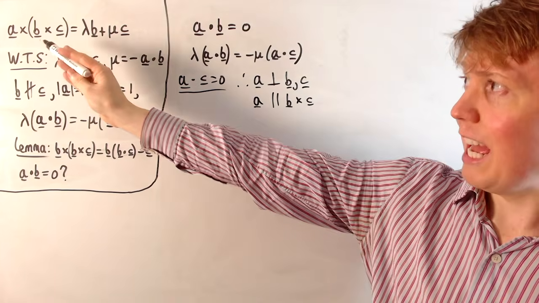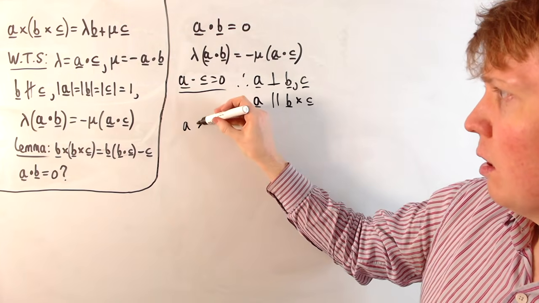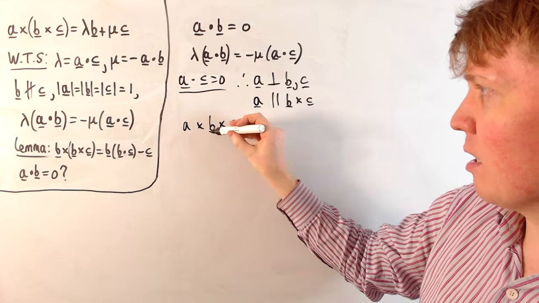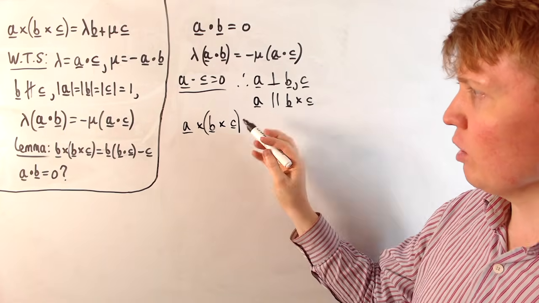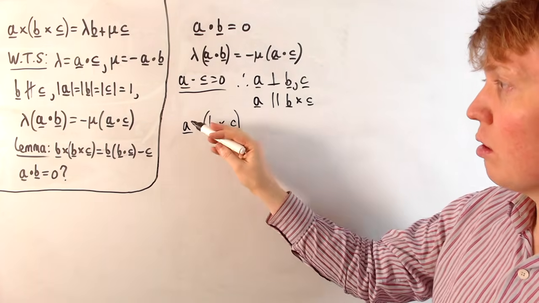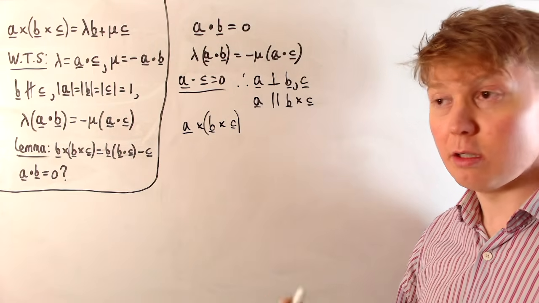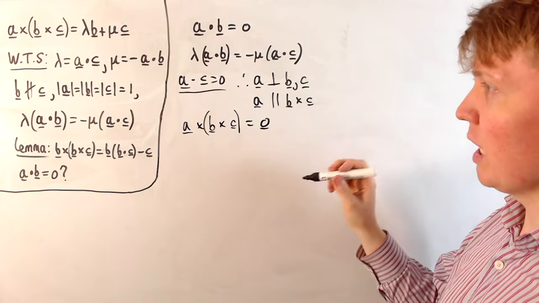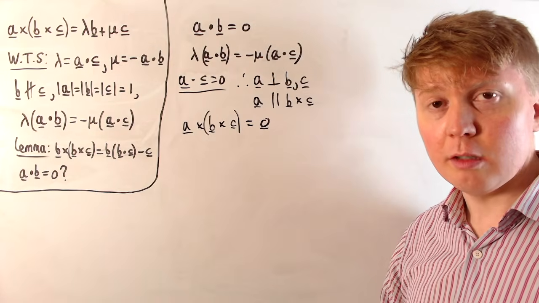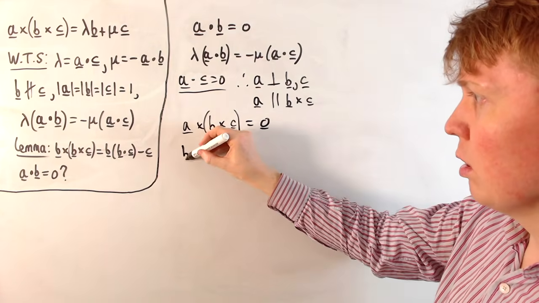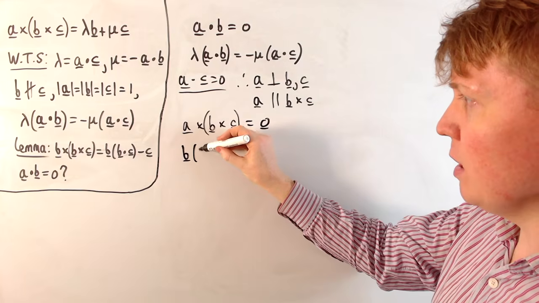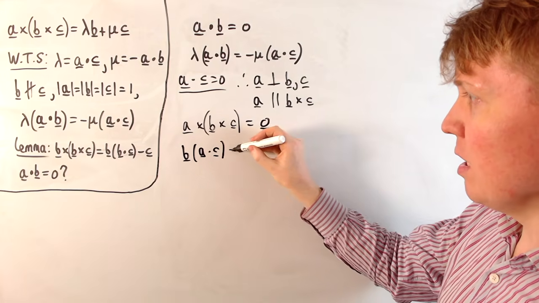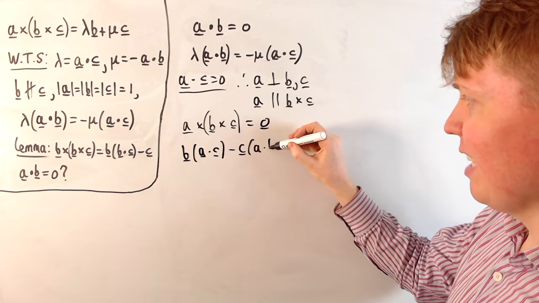And then when we consider a cross b cross c, this is just going to be 0 because a is parallel to b cross c, so the cross product of two parallel vectors is just going to be the 0 vector. And if we think about the right hand side of what we're trying to show, it'd be b times a dot c minus c times a dot b.